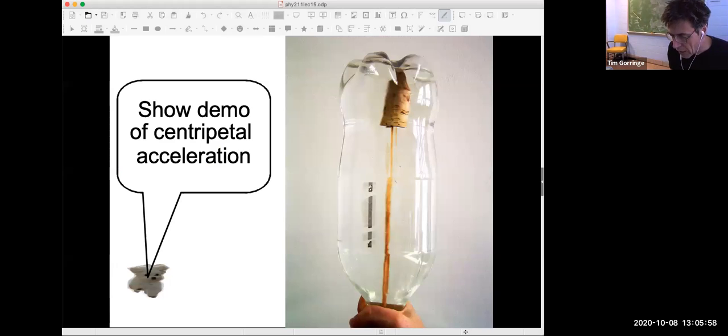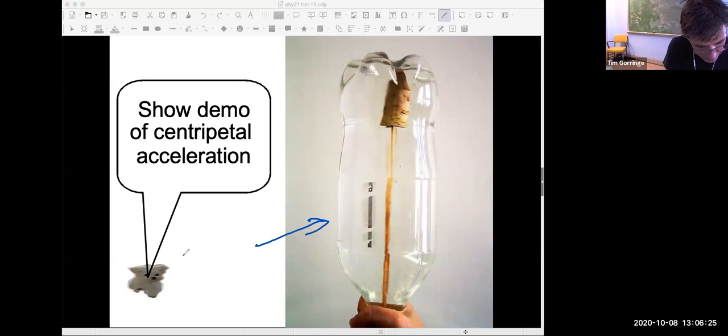Okay, I want to demonstrate centripetal acceleration. And I'm going to show you a little movie, but I want to show you the device that I'm using to measure acceleration. This device in the picture on the right here is called an accelerometer.